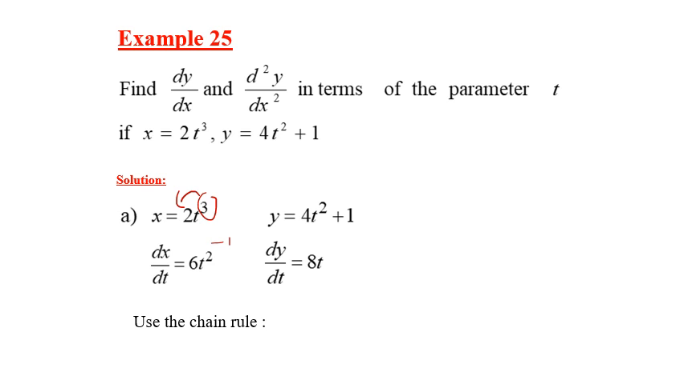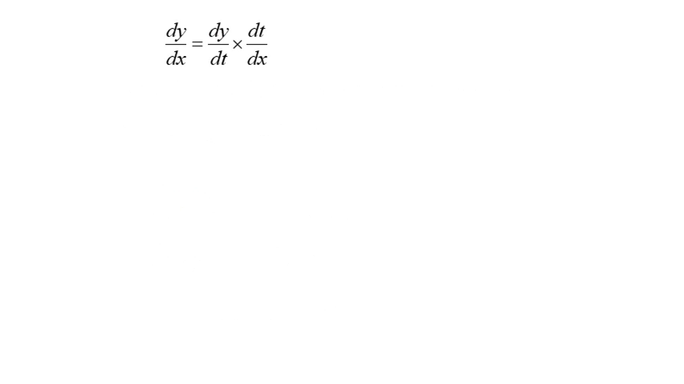And then next, using the chain rule, we will find dy/dx. By using the chain rule, we invert dx/dt to become dt/dx. So 6t squared becomes 1 over 6t squared here. And then we cancel out with 8t, so 4 and 3 here, and t cancels out t. So we get 4 over 3t. Okay, so that's for the first derivative.